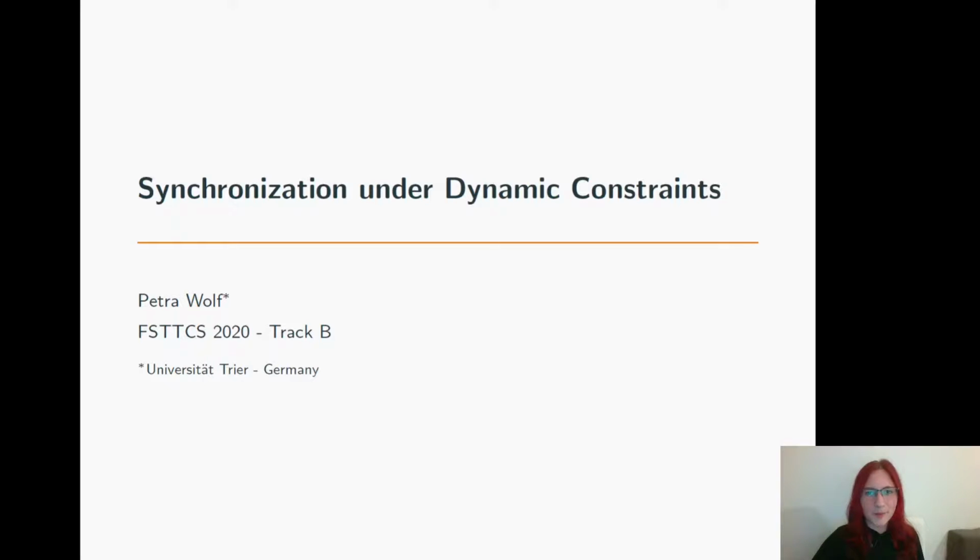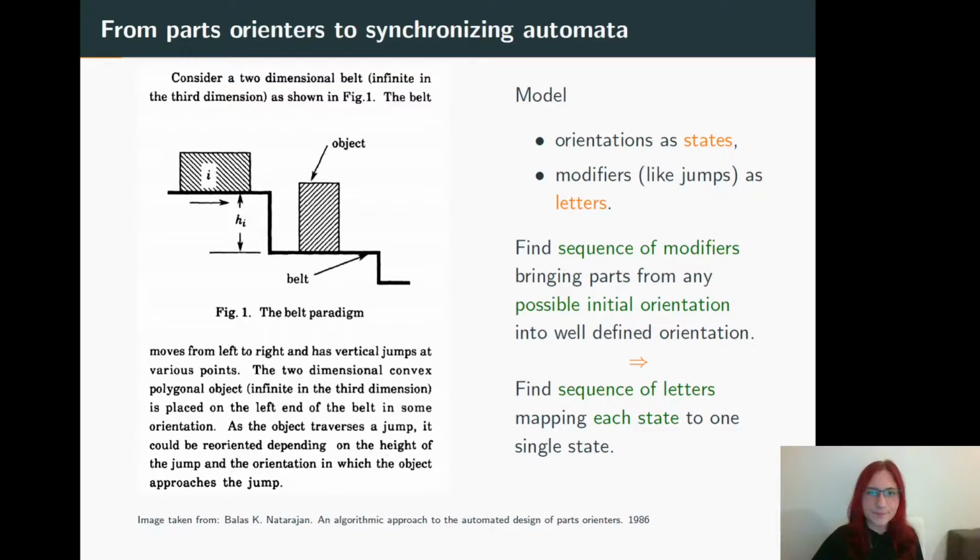I'm Petra Wolf from the University of Trier, giving a talk about synchronization under dynamic constraints. One of the motivations for synchronizing automata from the 1980s was the problem of designing parts orienters for assembly lines.